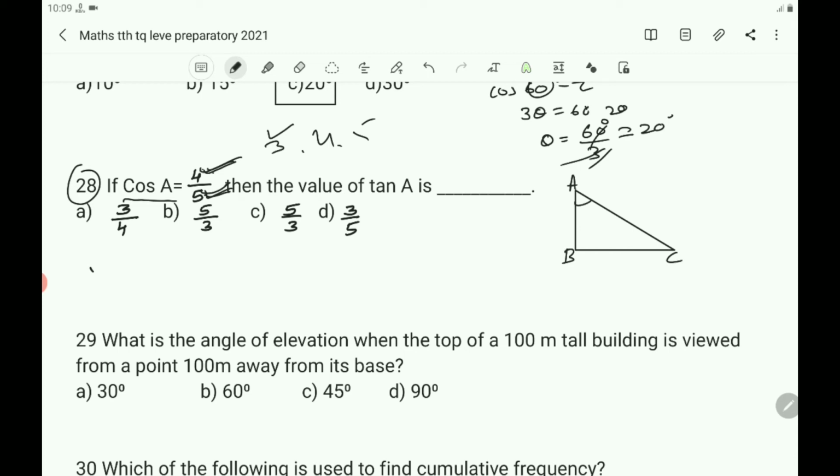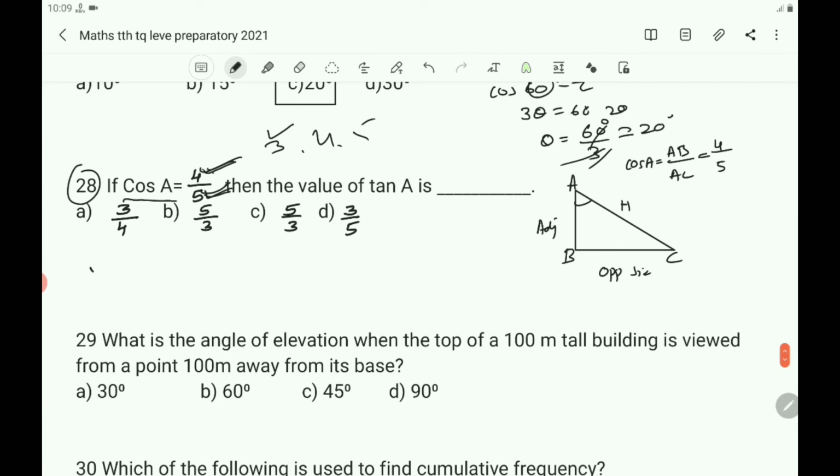Take the angle A. For angle A, BC is the opposite side and AB is the adjacent side, and this is the hypotenuse. And what is given here? Cos A is given. So cos A equals what? Adjacent side AB by hypotenuse AC. So you got the ratio 4 by 5.